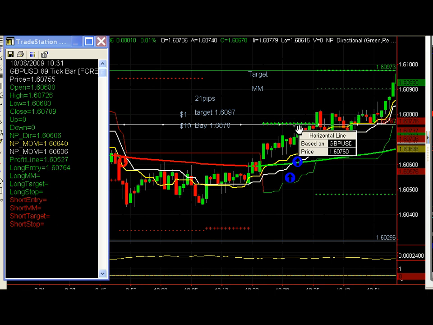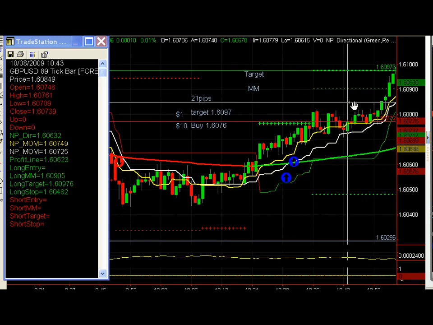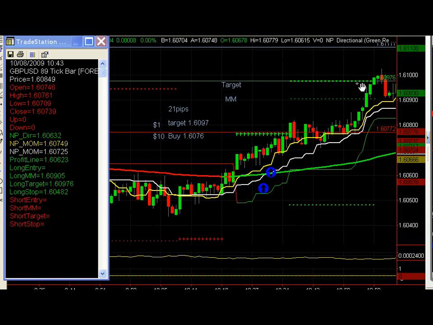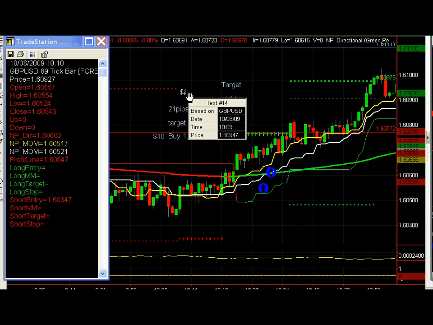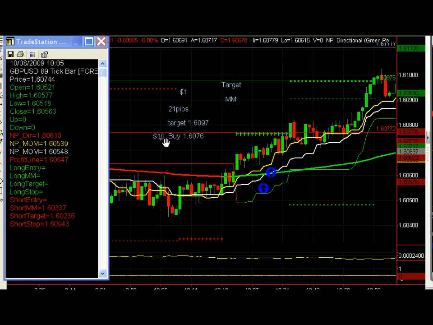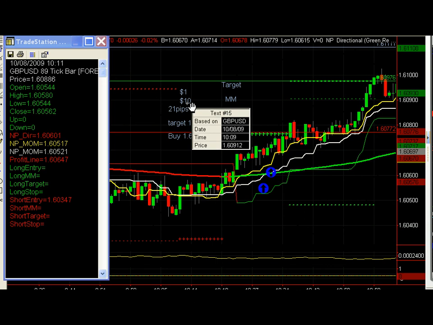So if we got in there at 160.76, the way we would manage this trade is we'd take that up to 160.77 just to lock in a little bit of profit there, and as we push forward we go straight to target. So that's a winning trade, 21 pips. As I said before, if you had been trading mini contracts you would have taken $21. If you're trading full contracts you would have taken $210.